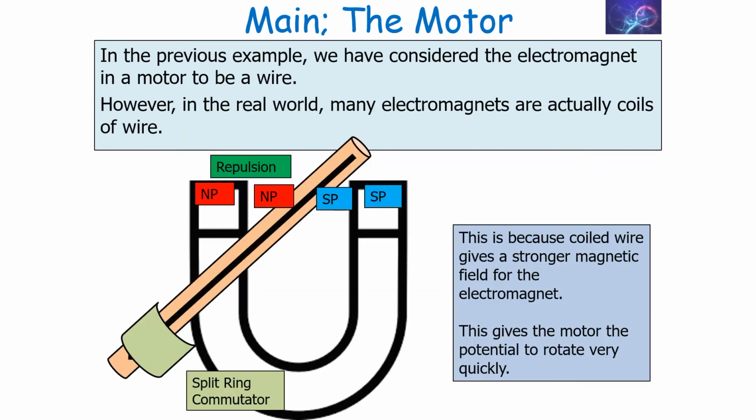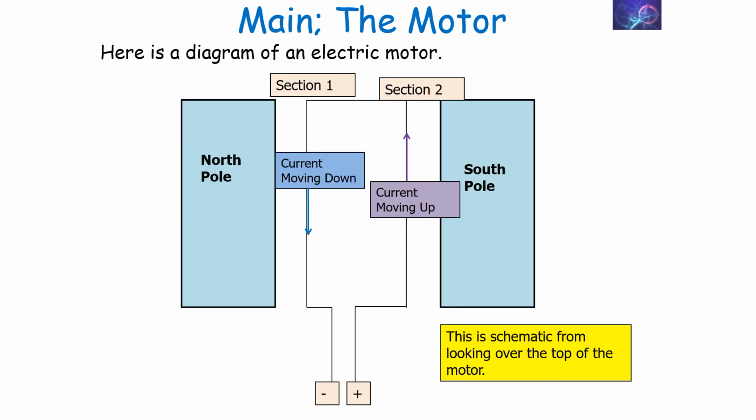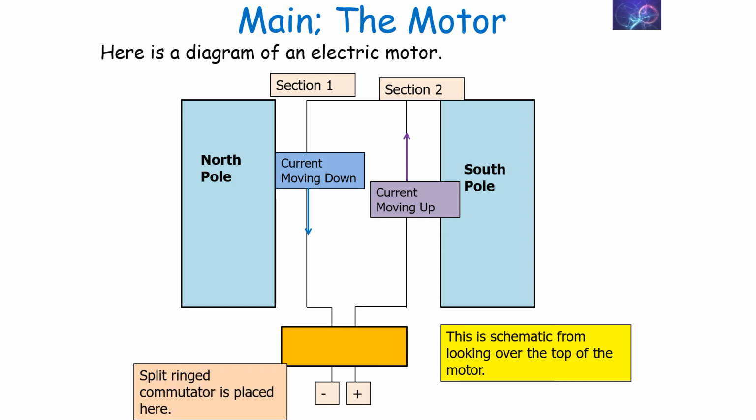Now in the real world we don't actually have a single wire, rather many electromagnets placed inside permanent magnets are actually coils of wire. This is because coiled wire gives a stronger magnetic field for your electromagnet, and this gives the motor the potential to rotate very quickly. So here's a more familiar layout of an electrical motor. This is a schematic looking over the top of the motor. Now you'll notice you've got your coil in the center between the north pole and the south pole of the permanent magnet. Now a split ring commutator is placed on the circuit to allow it to fully rotate.